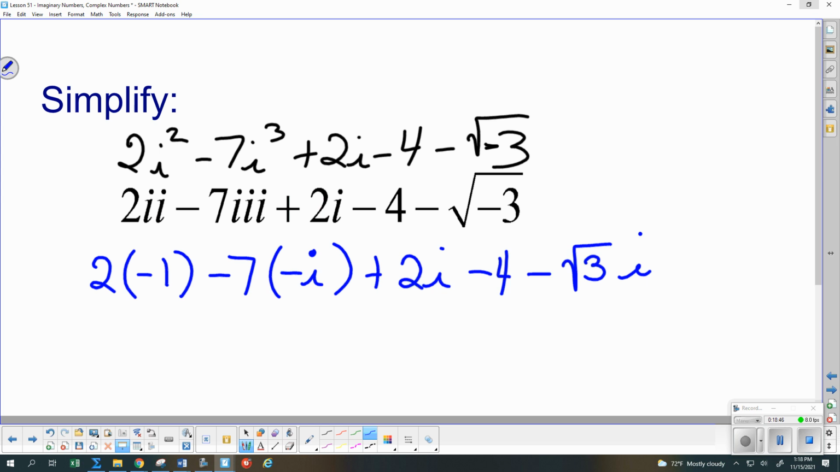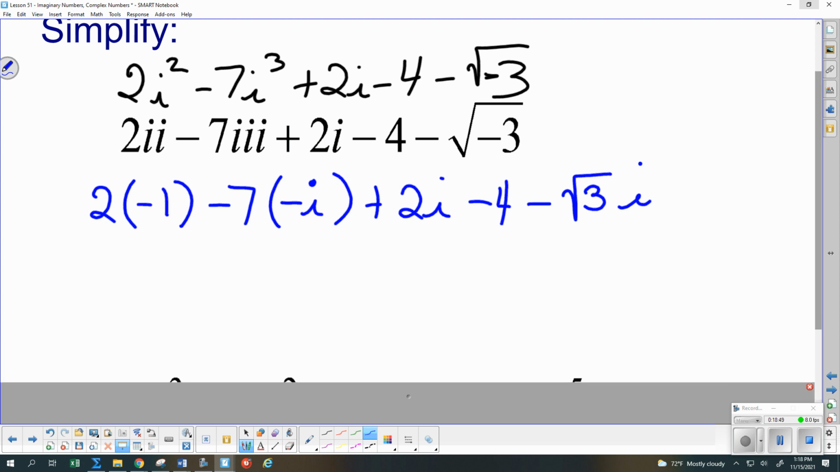Now we're going to clean it up a little bit and combine our like terms on this thing. So we have a -2 and a -4, and I think everything else has an i in it, right? Back, what do I get for -2, -4? I have -6 for my real part. Then I have, this one becomes a minus is a +7i. Plus 2i is how much, everybody? So +9i.